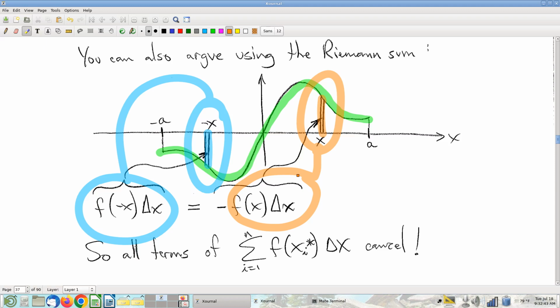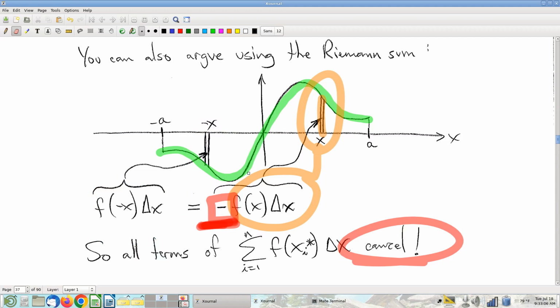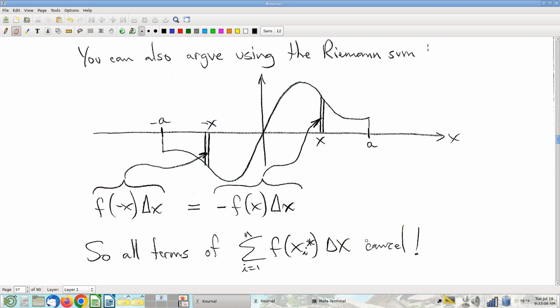The delta x's that we're multiplying by to get the terms in the Riemann sum are, of course, equal. And that means that these 2 terms are exact negatives of each other. Exactly negatives of each other. And so in the Riemann sum, they cancel. Does that make sense to everybody? Yeah. And then likewise all the other terms. Now, so what's the symmetry got to do with it? We see where the oddness comes in. The oddness is what makes this minus sign come up.